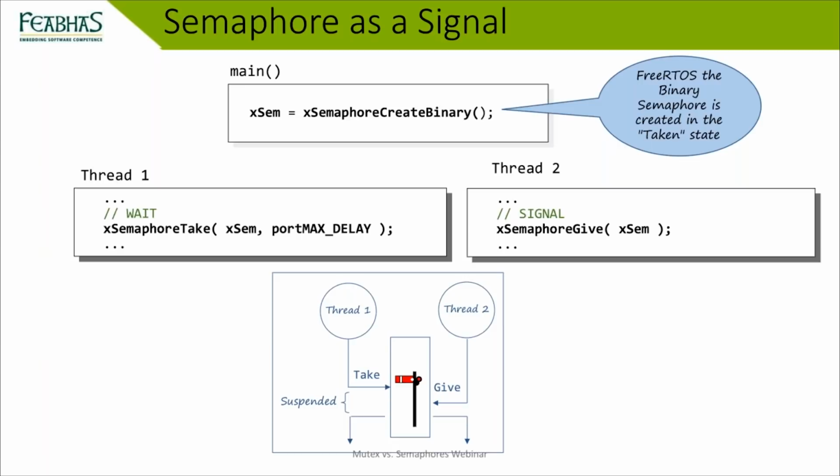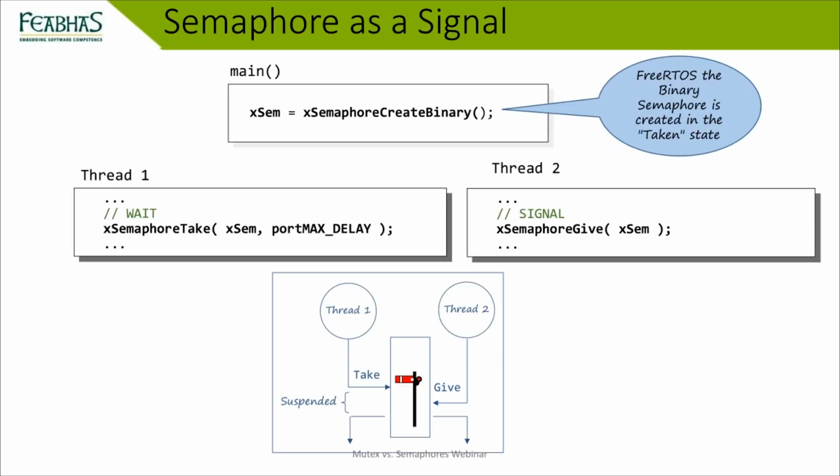Now, again, this is using FreeRTOS as an example. When you create a binary semaphore, FreeRTOS actually creates it in what's called the taken state. That means it doesn't have that internal count, that token, so it's got a count of 0 internally. So our thread 1 is going to run, and it does a take. At this point, it's going to block because that internal count is 0.